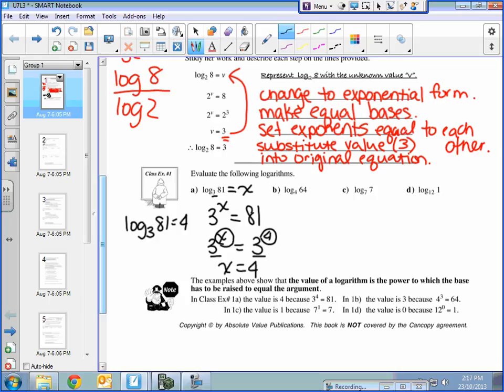Do this next one on your own. We'll set it equal to y. So follow the steps. So change to exponential form. Set your bases equal to each other. Solve for your variable. And then check your work in your calculator.